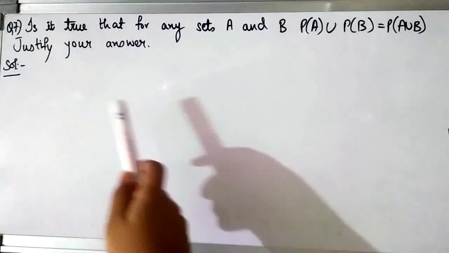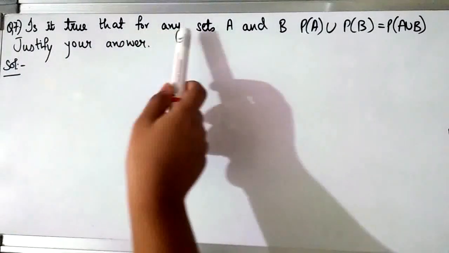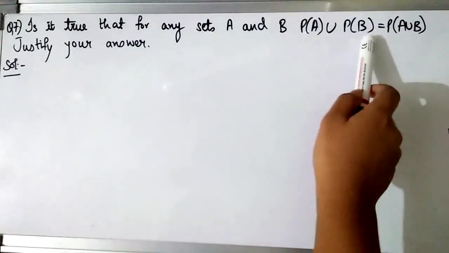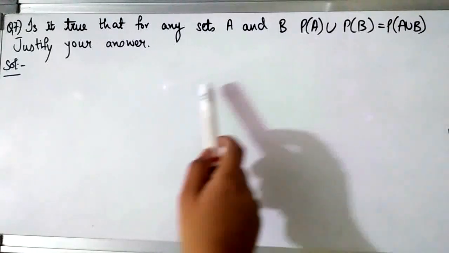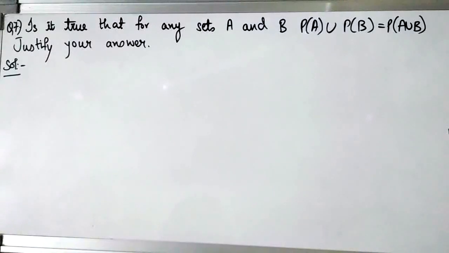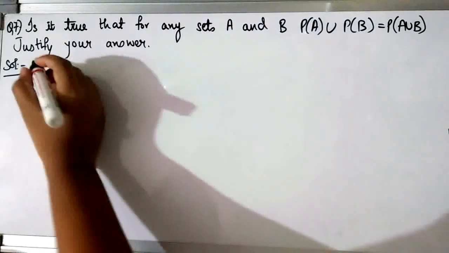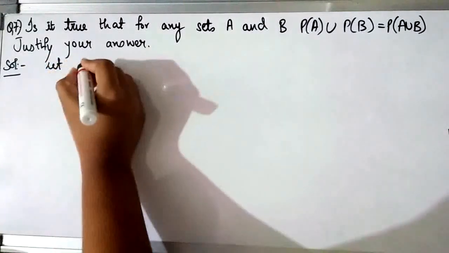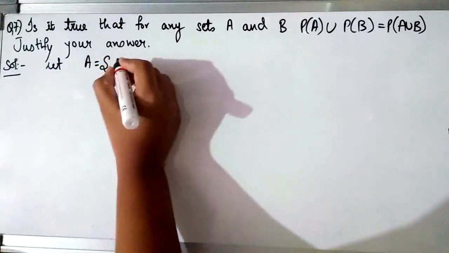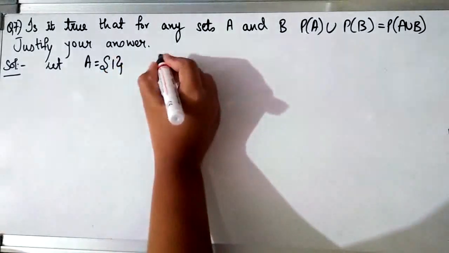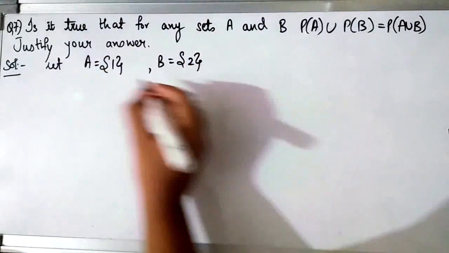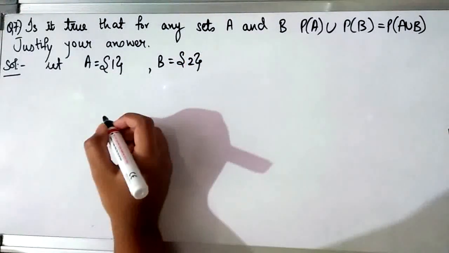Now the 7th question says: is it true that for any sets A and B, power of set A union power of set B will be equal to power of A union B? And if it is true, then you need to justify your answer. So for this we will take LHS and RHS. Let us assume that there are two sets A and B, and let A be {1} and set B be {2}. Okay, so these are our two sets A and B.